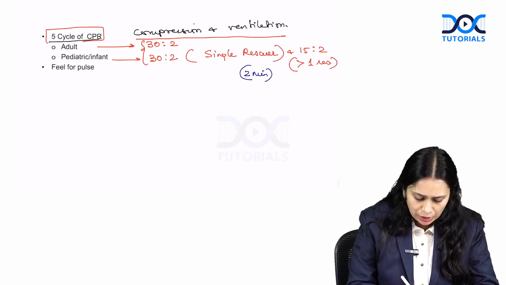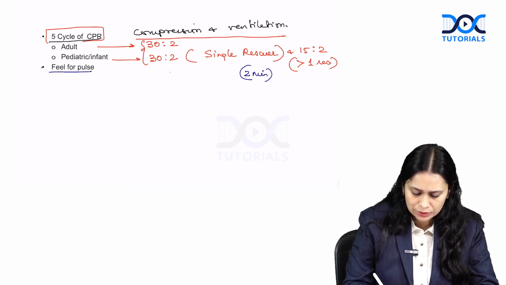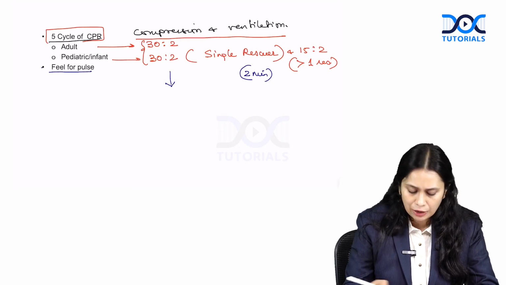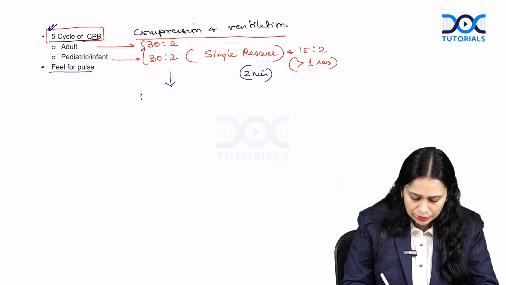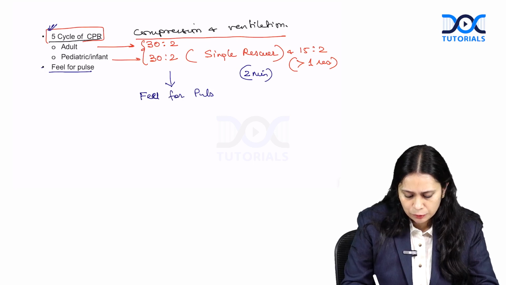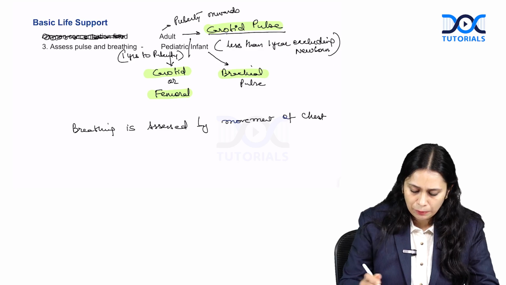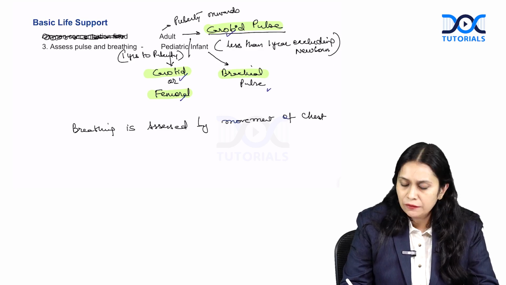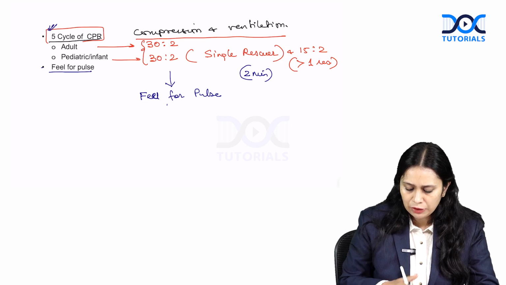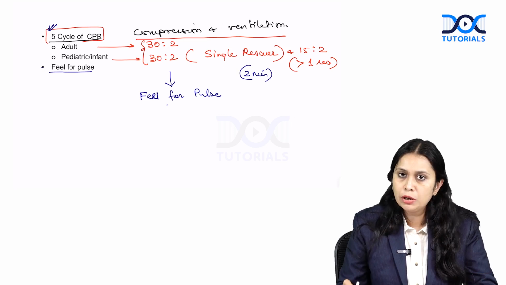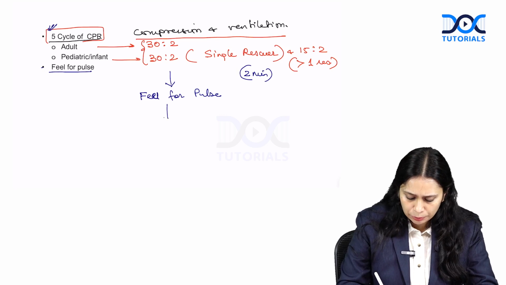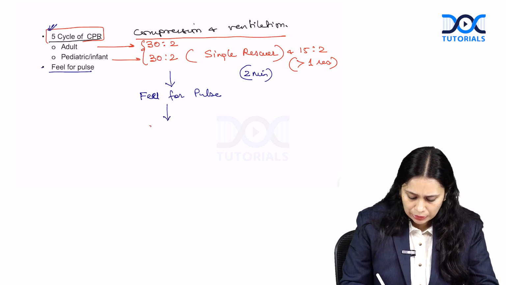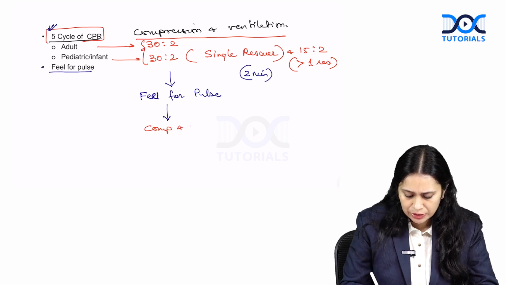After 2 minutes, that is after doing the 5 cycles, I will again feel for the pulse. Which pulse? I have already written. The pulse we feel is carotid in adult, carotid or femoral in pediatric, and brachial in infant. If I still couldn't feel the pulse, I would repeat the same thing, that is compression and ventilation.